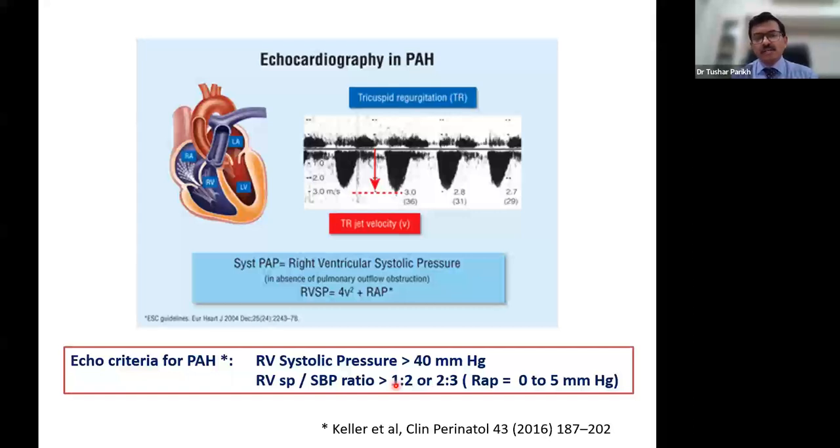So to make it easy, suppose you have a 30-weeker and you are getting a tricuspid regurgitant jet, and then you estimated the right ventricular peak systolic pressure around 35, and you are getting a systolic blood pressure of 45, then this one is significant pulmonary hypertension.